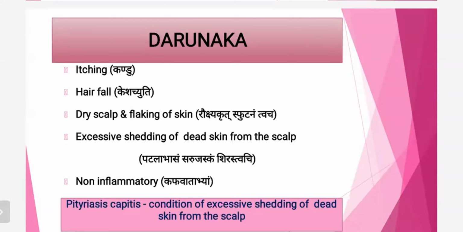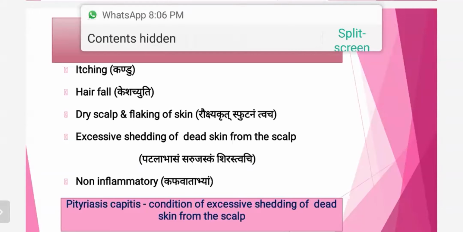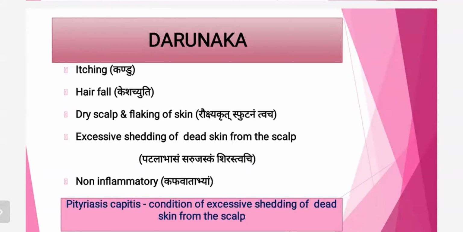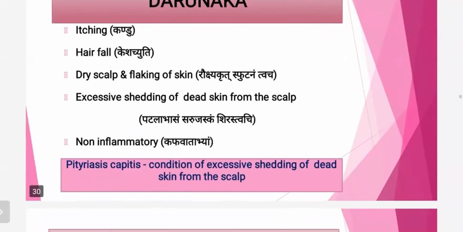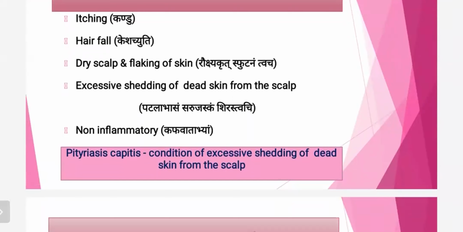And in the Acharya Sushruta commentary, it is mentioned that Pidakabhasam, Sarujaskam, Shirastvak means the loss of the scalp skin, or the desquamation of the scalp skin, or the excessive shedding of dead skin from the scalp, and Pidakabhasam, the layer-like shedding of the dead skin from the scalp, and it is non-inflammatory. That means it is Kapha Vata. There is no Pitta Rakta. As it is described in Arunshika, that is inflammatory because it has Pitta Rakta. But here it is Kapha Vata. There is no inflammation. It is just shedding out the outer layer of the skin from the scalp. So in modern terms, it is clearly psoriasis capitis.